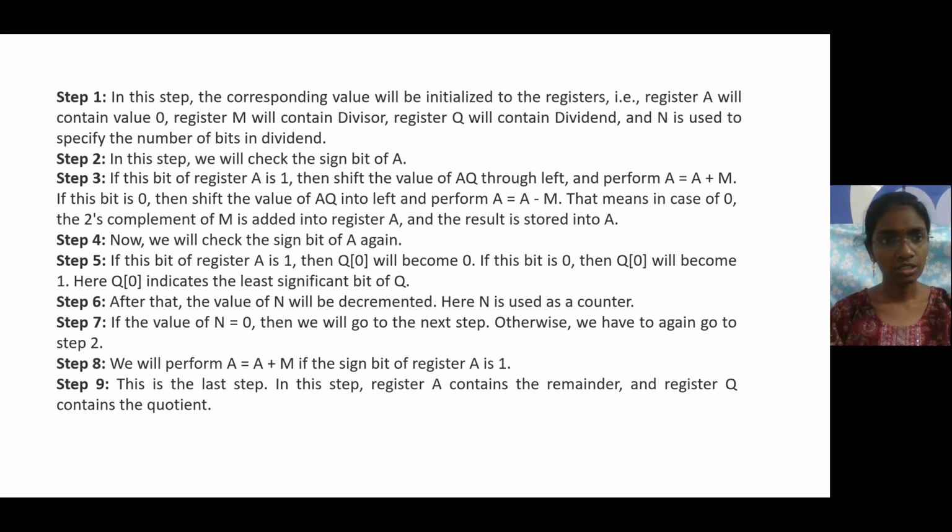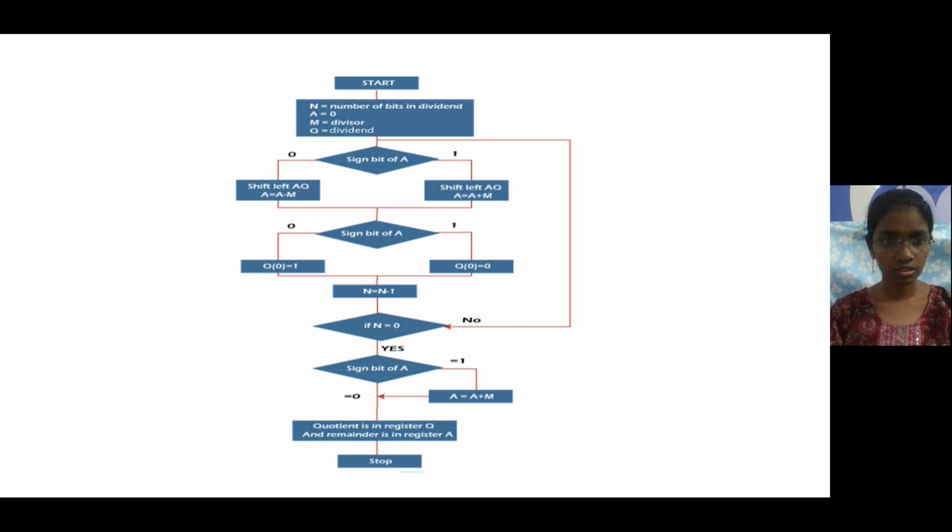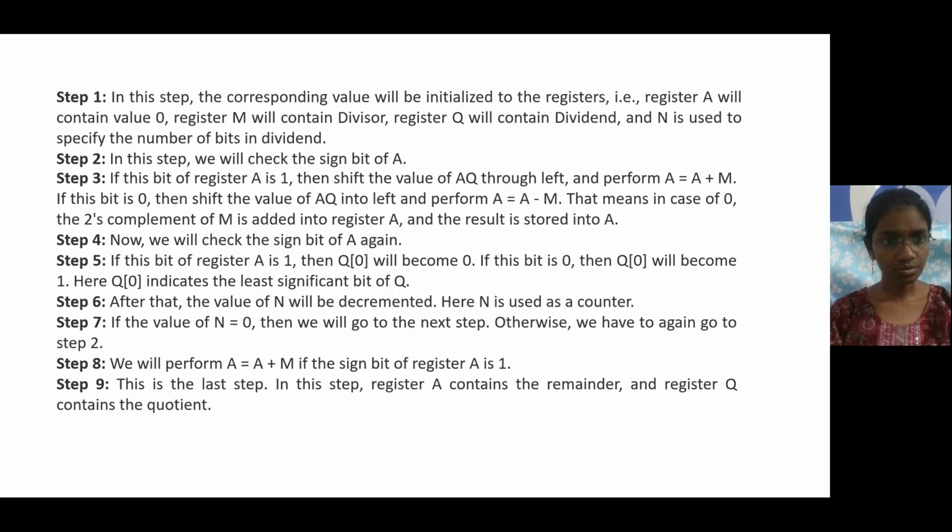Step 1. In this step, the corresponding values will be initialized to the registers. That is, register A will consider value 0, register M will consider the divisor, register Q will contain the quotient, and N is used to specify the number of bits in the dividend. As I said before in the algorithm, these are the steps. Step 2. In this step, we will check the sign bit of A.